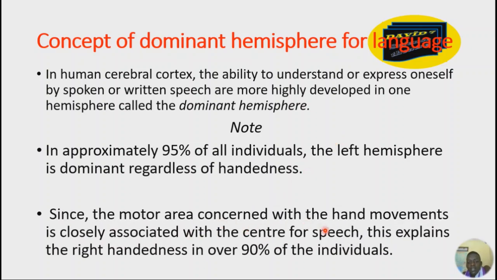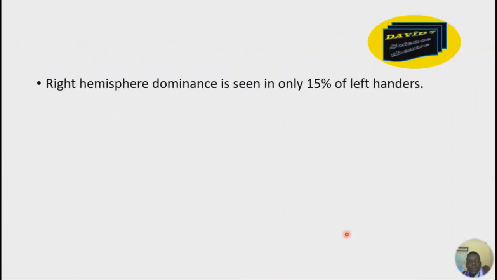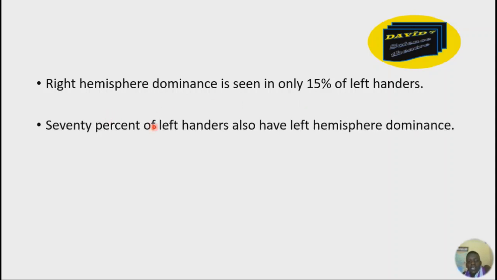Since the motor area concerned with the hand movements is closely associated with the center for speech, this explains the right-handedness in over 90% of individuals. Okay? 90% of individuals use the right hand because the motor area is closely associated with the center of speech. Let's continue. The right hemisphere dominance is seen only in 15% of left-handers. Just 15%, you can imagine. And 70% of left-handers also have left hemisphere dominance.